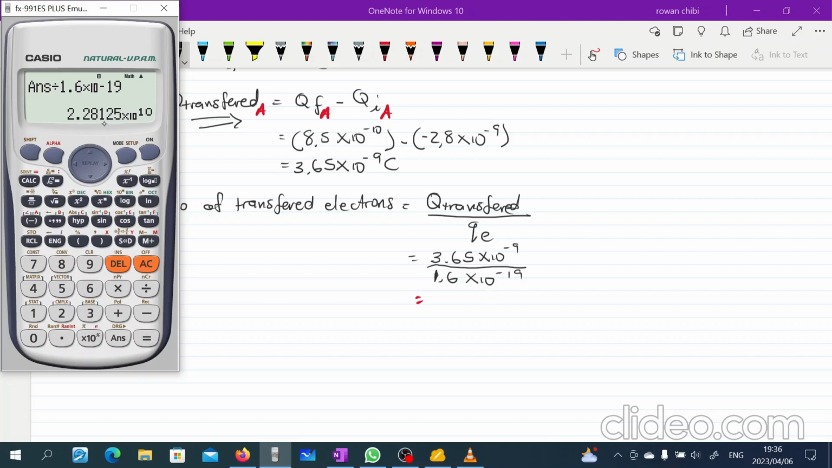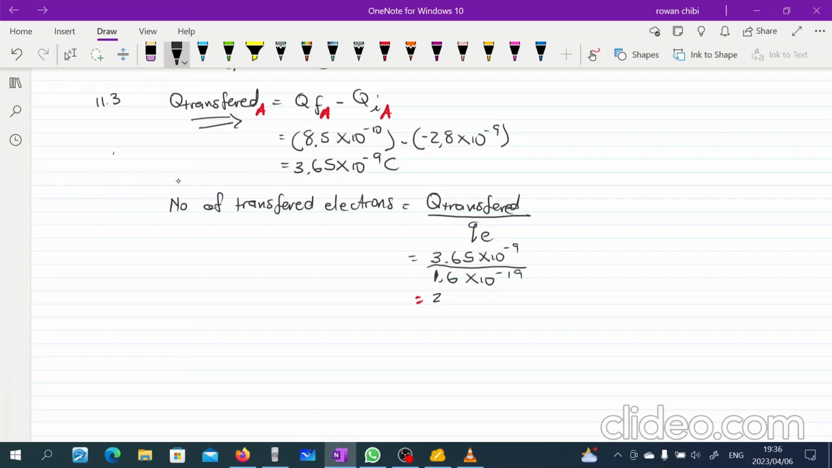The answer is 2,28. Take two decimals, 2,28 times 10 to the power 10 electrons. This is the number of electrons that were transferred.